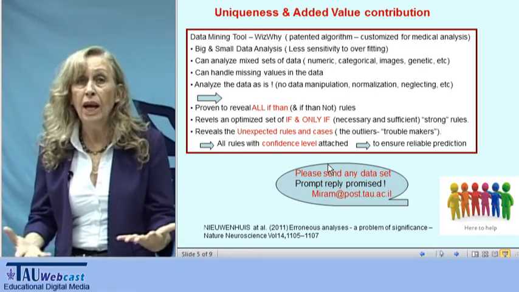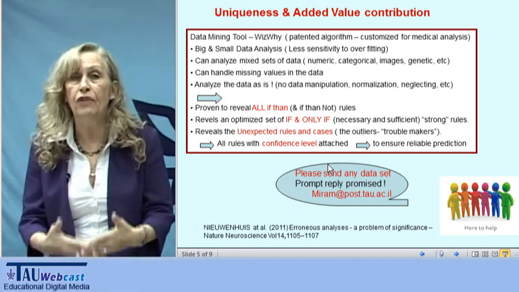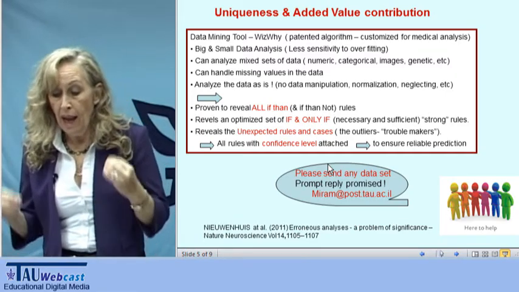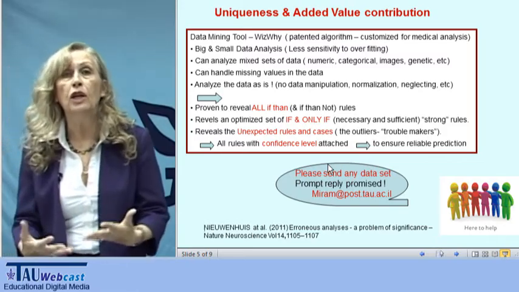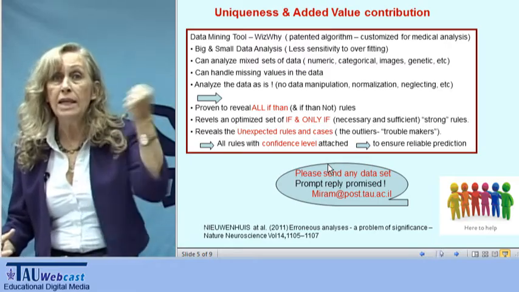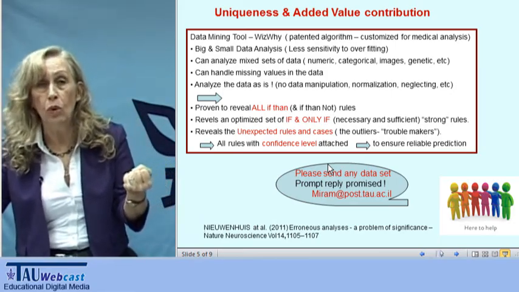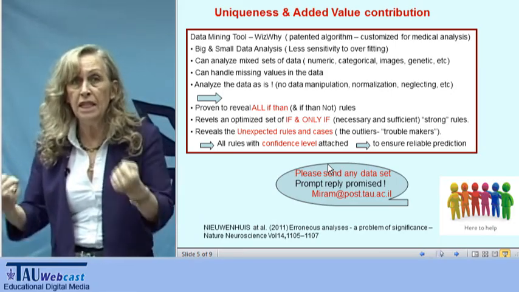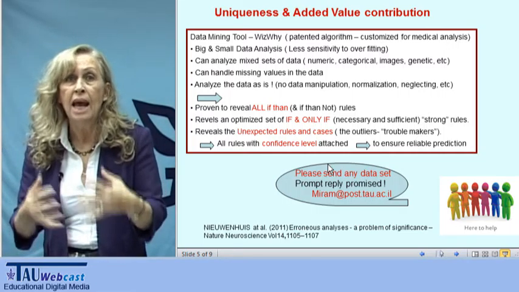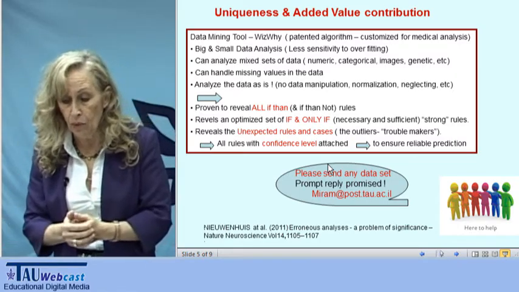What are we providing? We are providing proven tools to reveal all if-then rules and an optimal subset of strong rules. Necessary and sufficient, if and only if tools that are very strong: once you have the phenomena, you might have those rules, and once you have the indications, the rules, you probably have the phenomena. And this is very strong and sometimes could be utilized as a recipe of treatment or as a recipe of understanding the underlying rules.